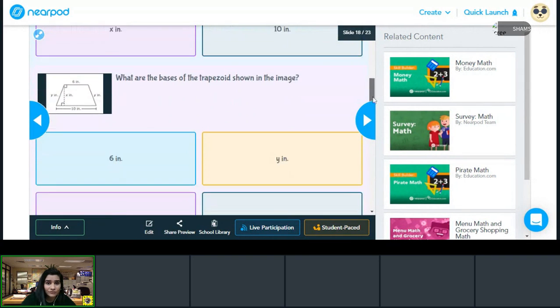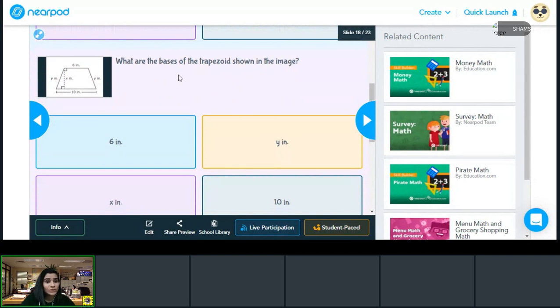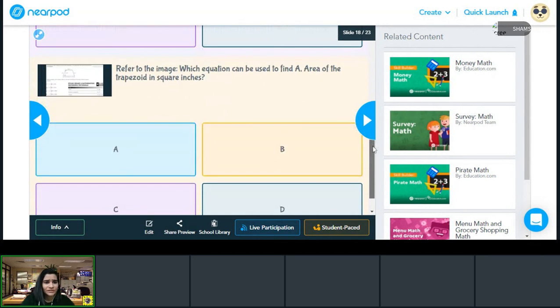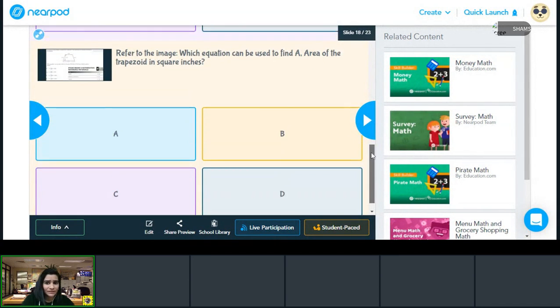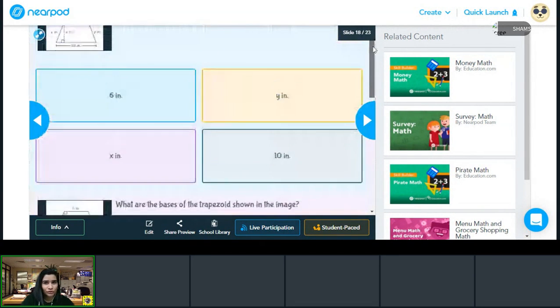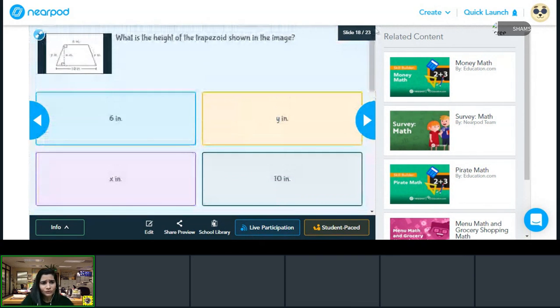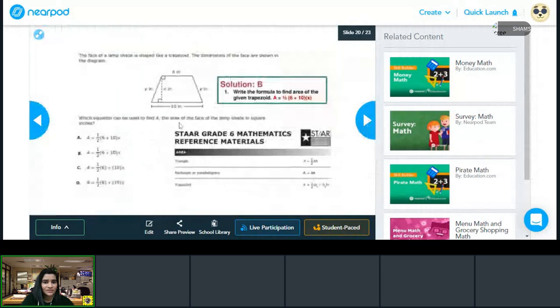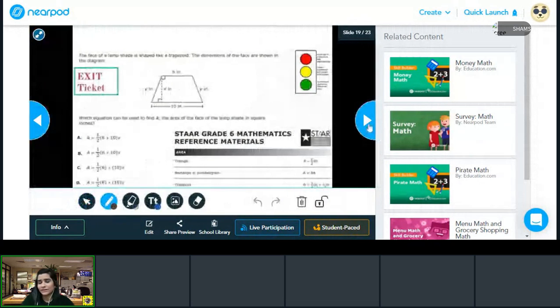What are the bases of this trapezoid? Definitely the kids need to know the height and the bases so that they're able to find the area of this particular trapezoid. Then they also have the 4 different answer choices for the formula that will be used to find area of the trapezoid, and I'm going to see if the kids are able to identify that. This question has been taken straight from STAR test. Following this one, I definitely do have this slide so that it is a teachable slide after the quiz if need be.